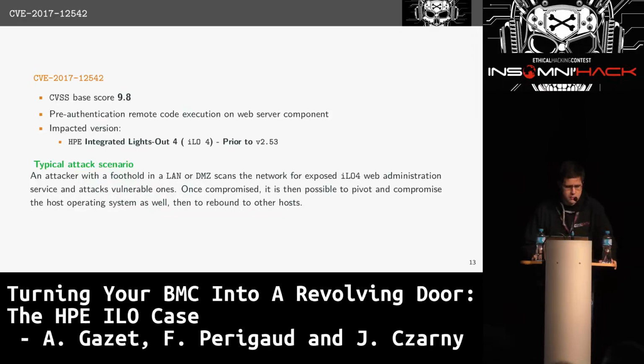How can it be exploited? Well, if an attacker has a foothold in the LAN or in the DMZ and finds an iLO 4 system with a web server running, they can just exploit it to gain remote code execution on the iLO, and then try to pivot to compromise maybe other iLOs, or to try to rebound on the host operating system. We will see later how it can be done.